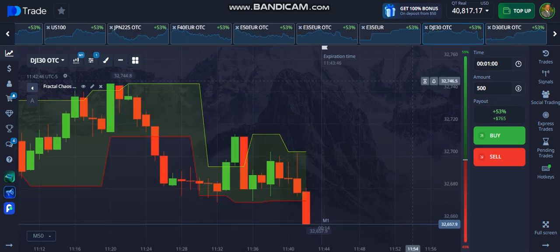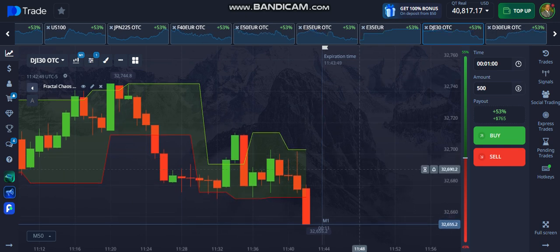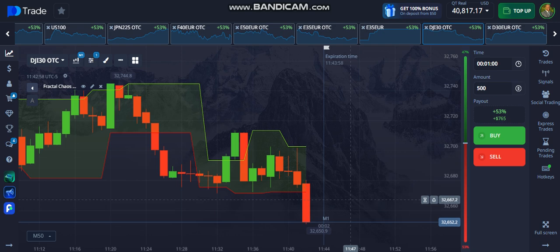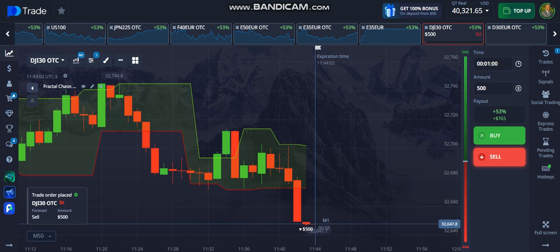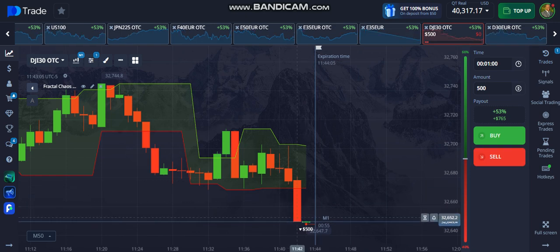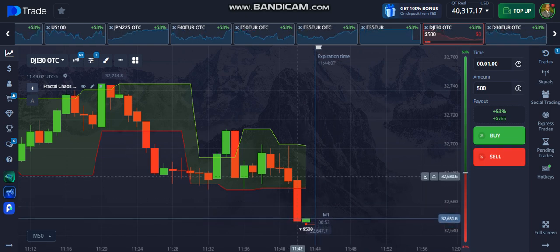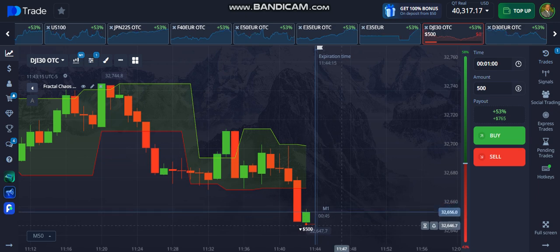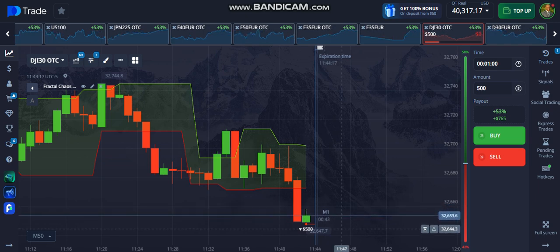Okay, so I'm on DJI, and there's a bearish breakout to the downside. The candle is outside below the band lines here, so I'm going to go ahead and take a trade to the downside. Like I mentioned in the previous trades, I waited for the candle to close outside the band line here, and I took a sell trade. So let's monitor this trade and wait for the expiry.